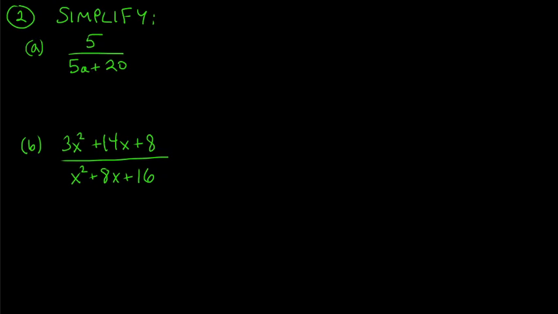Okay, that brings us to number 2. Now we want to simplify rational expressions. Right? So remember what simplify means when it comes to rational expressions. It's just 2 steps, right? It's factor and cancel. Right? We factor everything, numerator and denominator, completely.